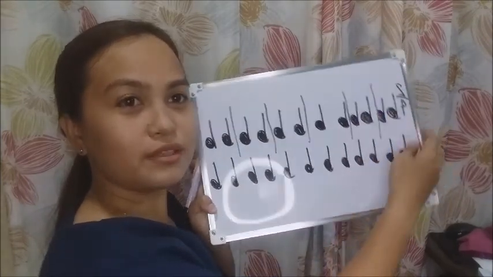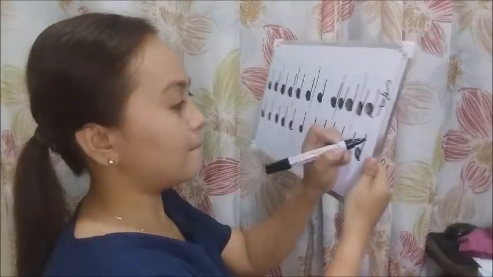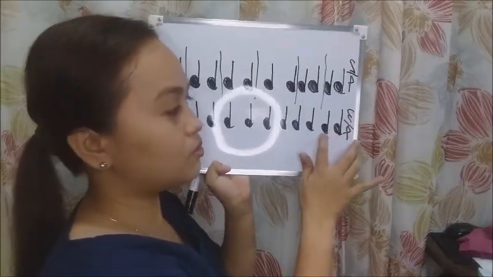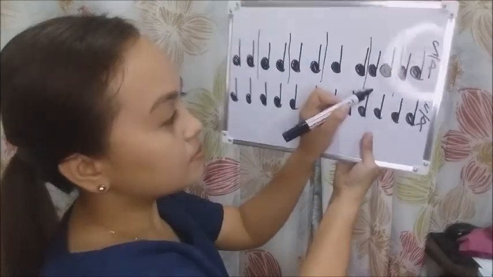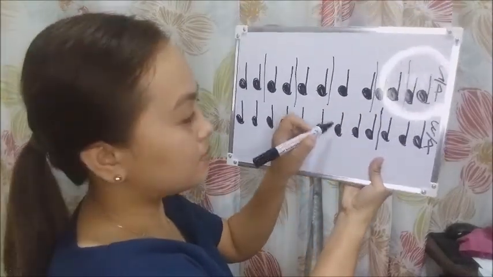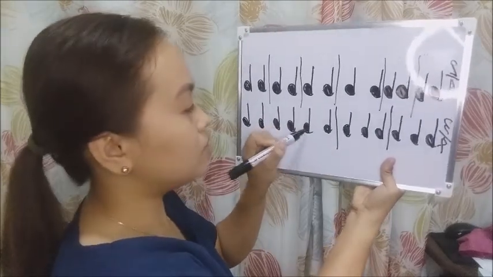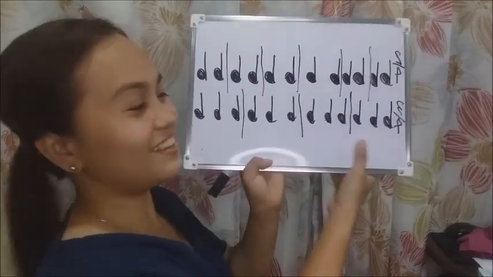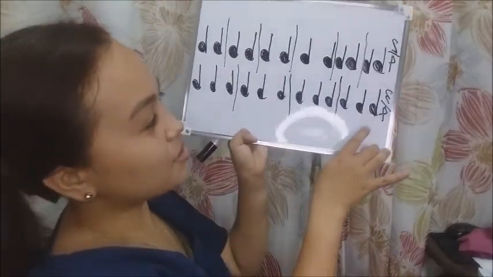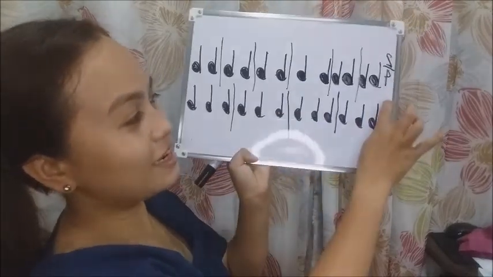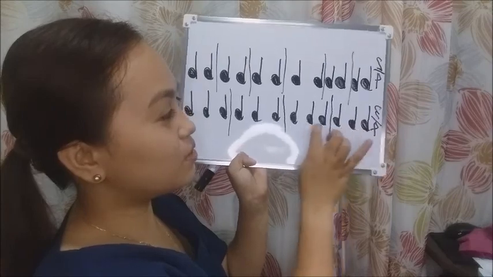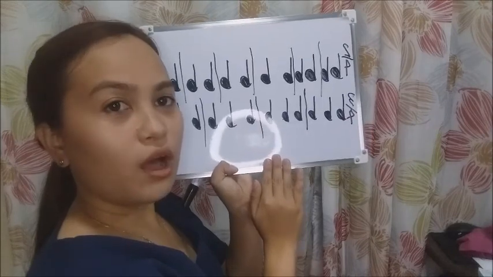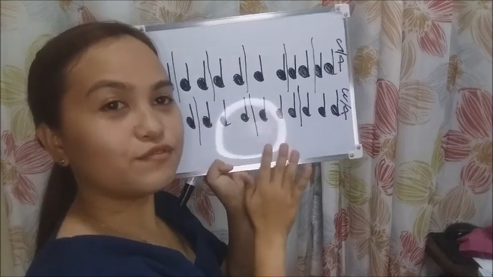That is duple meter. Let's have 3/4 meter. 1, 2, 3. 1, 2, 3. How many measures do we have? 1, 2, 3, 4. Okay, 1, 2, 3, 1, 2, 3, 1, 2, 3, 1, 2, 3. That is triple meter. So, another one, we will have 4/4.